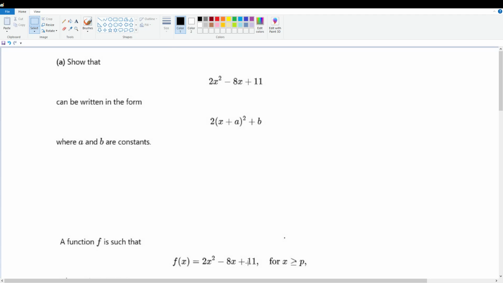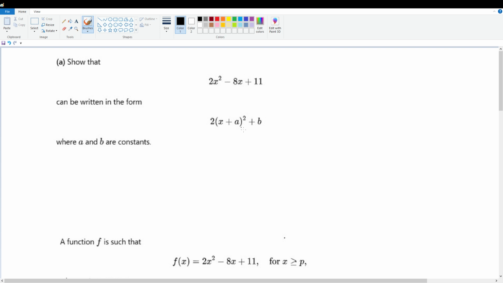Today we are going to discuss the function and its diagram. For your preparation is a review. Now here we have the quadratic expression 2x squared minus 8x plus 11, and the question asks you to write this in the form 2 times (x plus a) squared plus b, where a and b are constants.